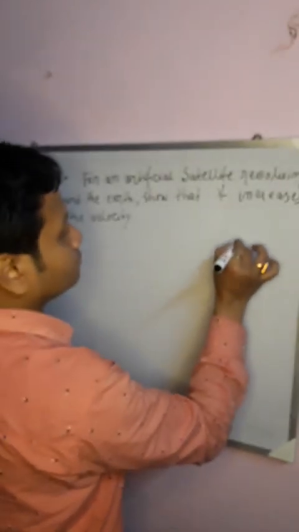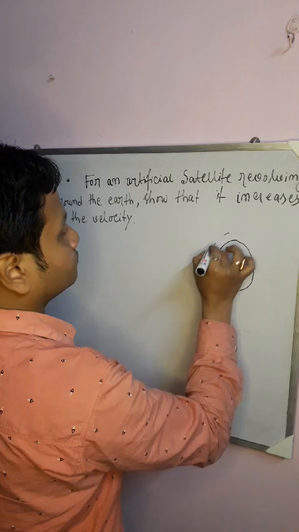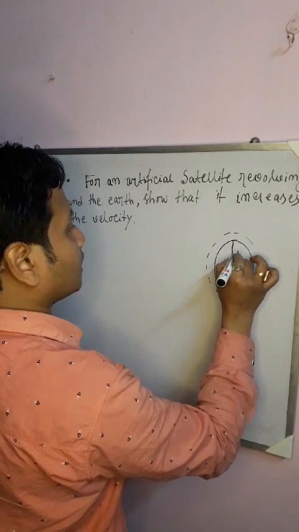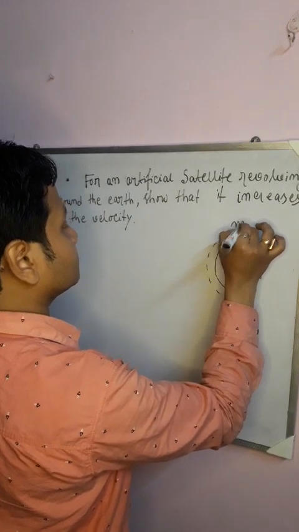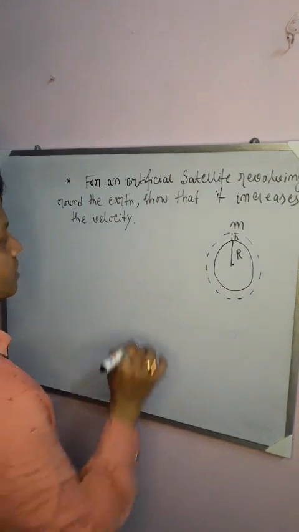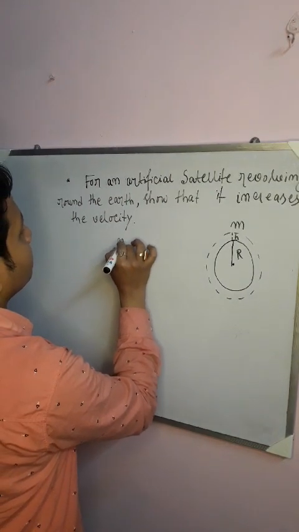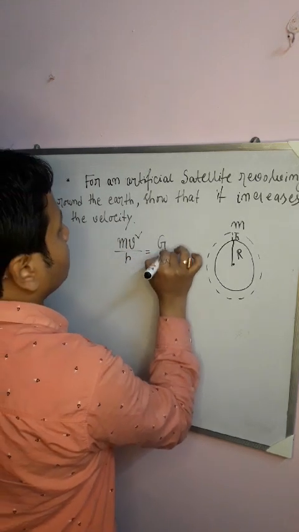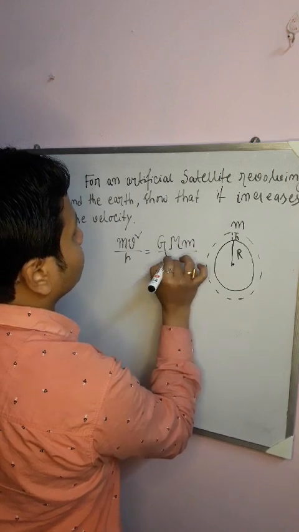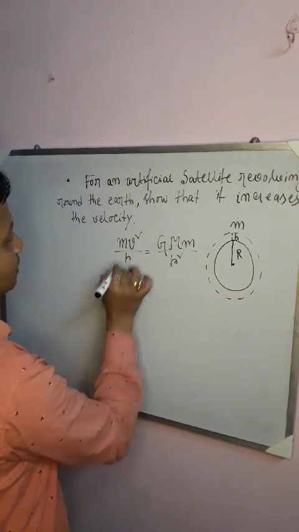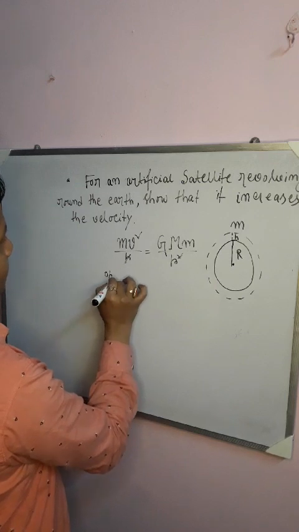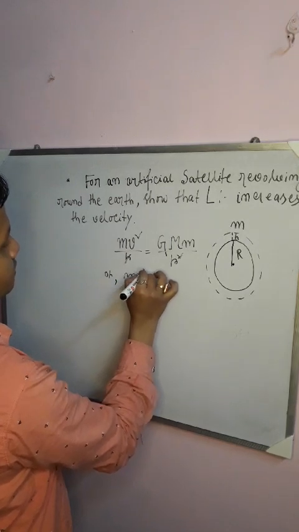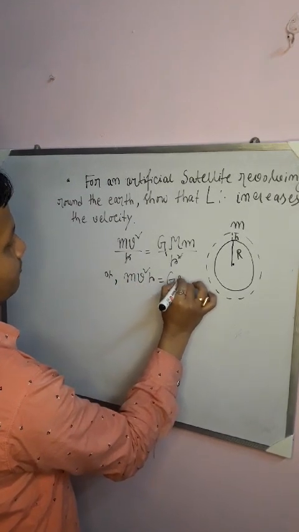So this is the r, and this is the height of the satellite. Say this is of mass m. So we know the orbital stability condition, that is, if the mass of the satellite is m and its orbital velocity is v, then mv square by r always balances the gravitational force of attraction. Okay, so here we get mv square by r equals GMm by r square.